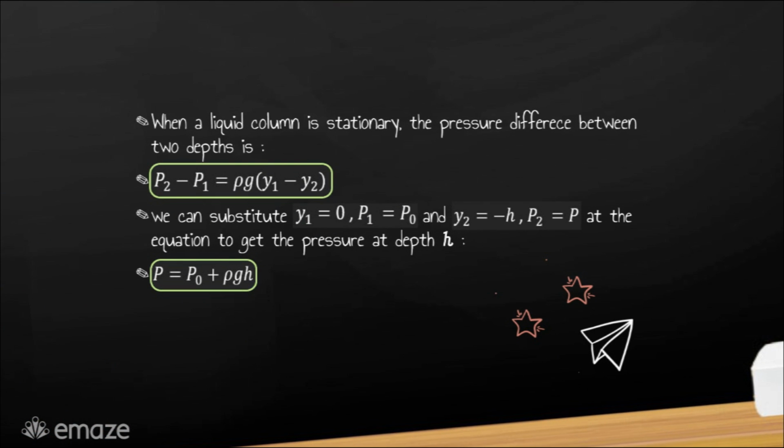By using the equation P equals F divided by A on F2 equals F1 plus M multiplied by G, we can write the formula for pressure difference. When a liquid column is stationary, the pressure difference between two depths is P2 minus P1 equals ρ multiplied by gravitation multiplied by Y1 minus Y2. In order to find the pressure at a certain point, we can substitute Y1 equals 0, P1 equals P0, and Y2 equals minus H in the equation to get the pressure at depth H. Then, P equals P0 plus ρ multiplied by gravitation multiplied by H.